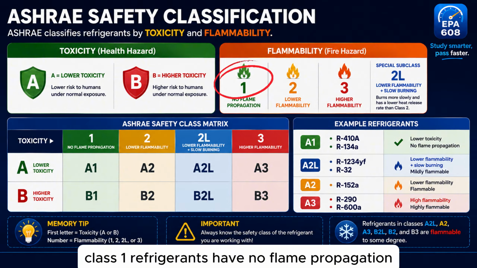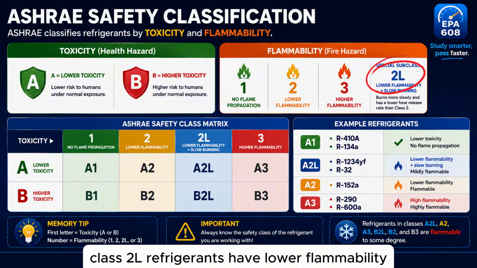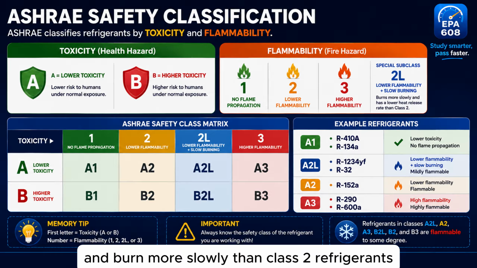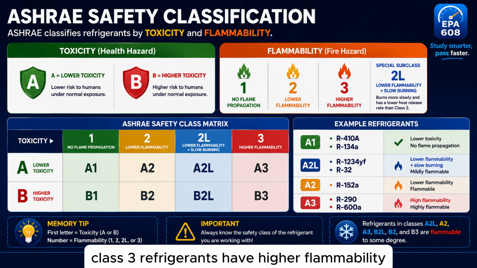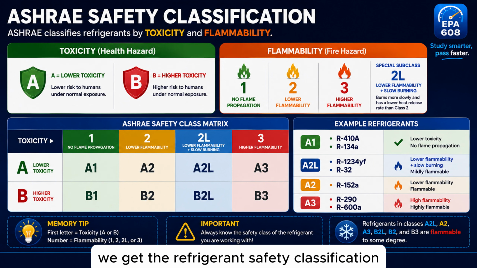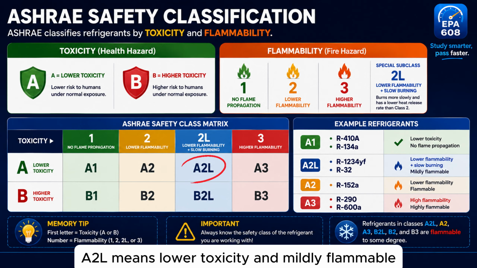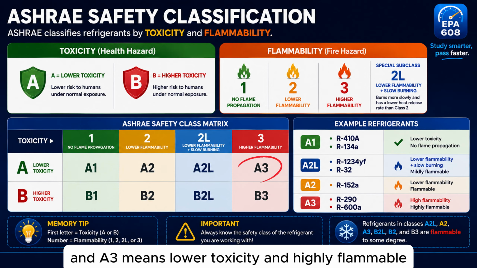Class 1 refrigerants have no flame propagation. Class 2 refrigerants have lower flammability. Class 2L refrigerants have lower flammability and burn more slowly than Class 2 refrigerants. Class 3 refrigerants have higher flammability. When we combine the letter and number, we get the refrigerant safety classification. For example, A1 means lower toxicity and no flame propagation. A2L means lower toxicity and mildly flammable. And A3 means lower toxicity and highly flammable.